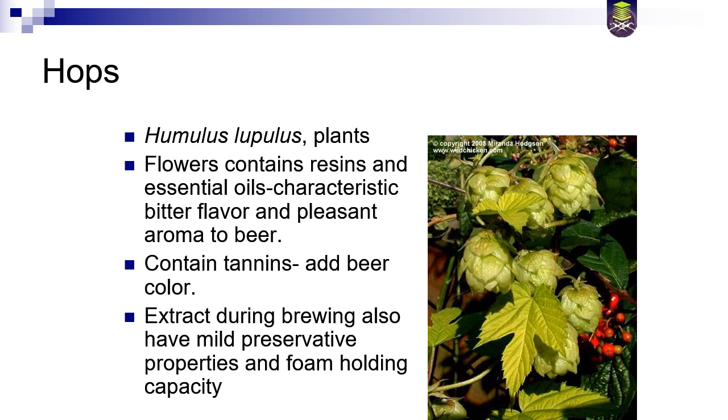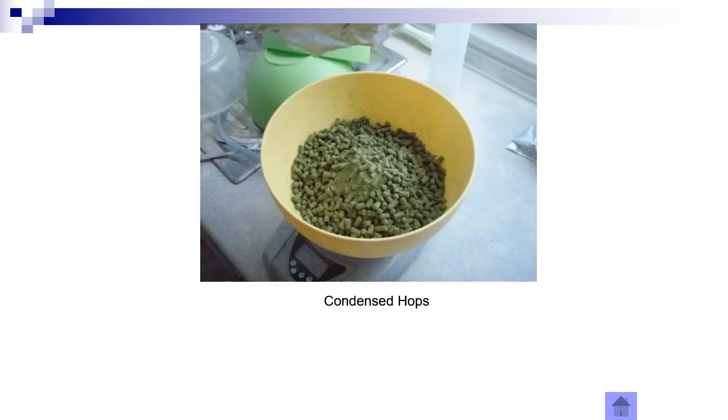Okay, what is hops? Hops, the scientific name is Humulus lupulus plant. The flower contains resin and essential oil, giving characteristic bitter flavor and pleasant aroma to beer. Hops contain tannin, adding color to beer, and hop extract during brewing also has mild preservative property and foam holding capacity. Okay, this is an example of pelleted or condensed hops in the laboratory.